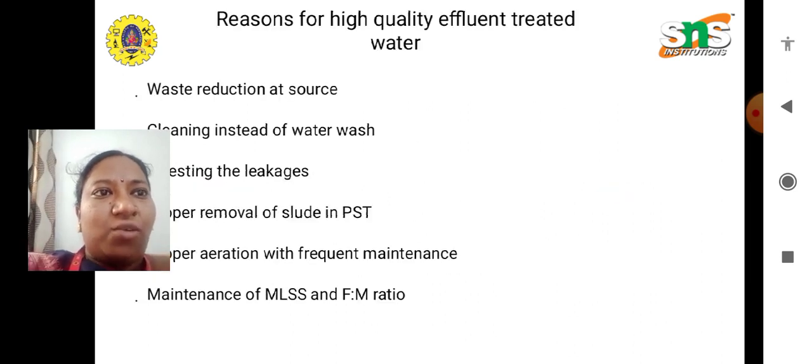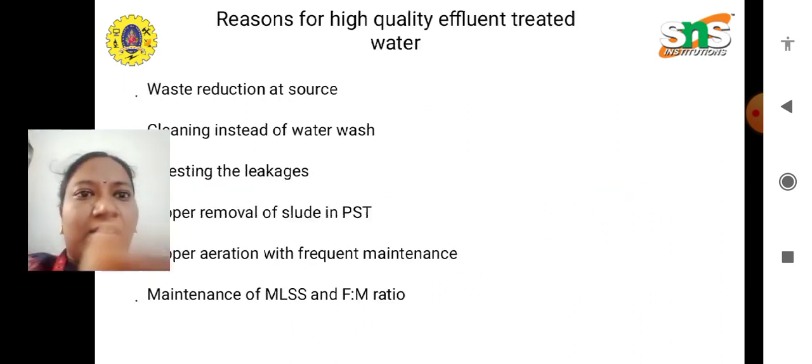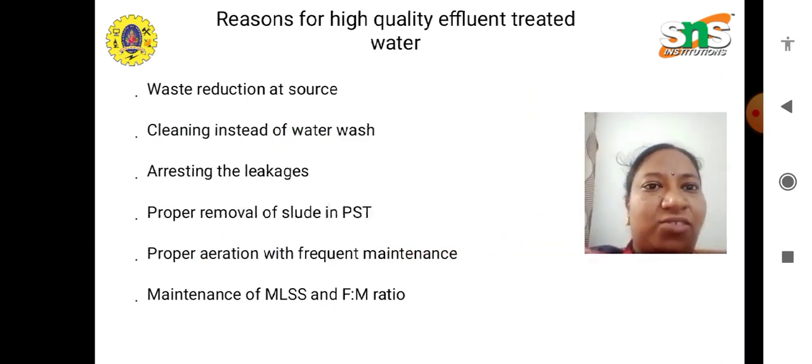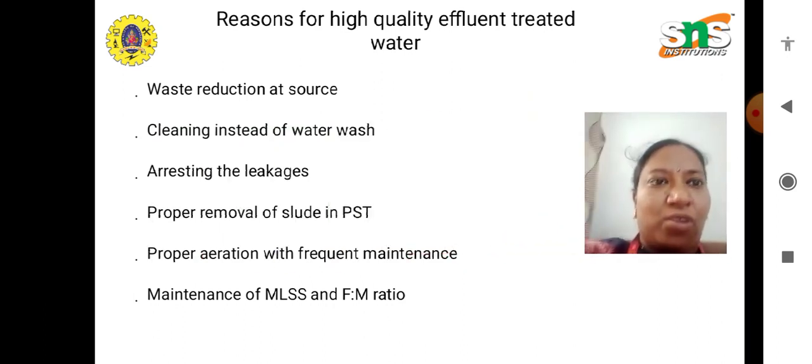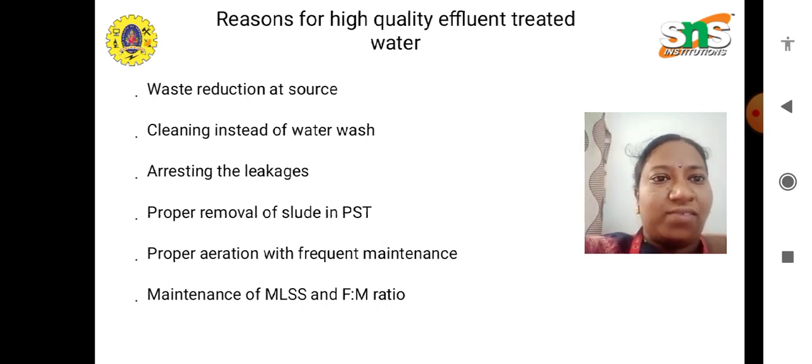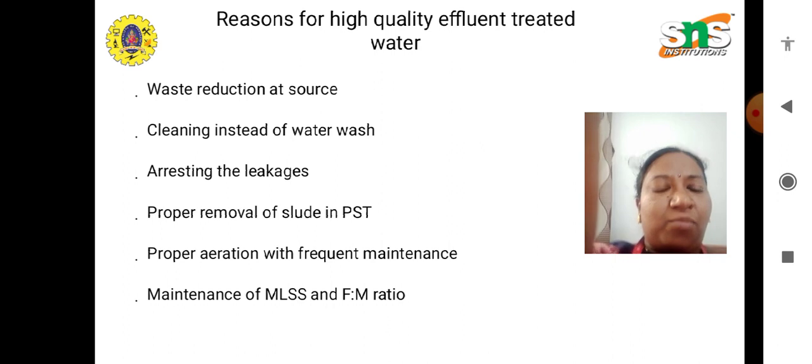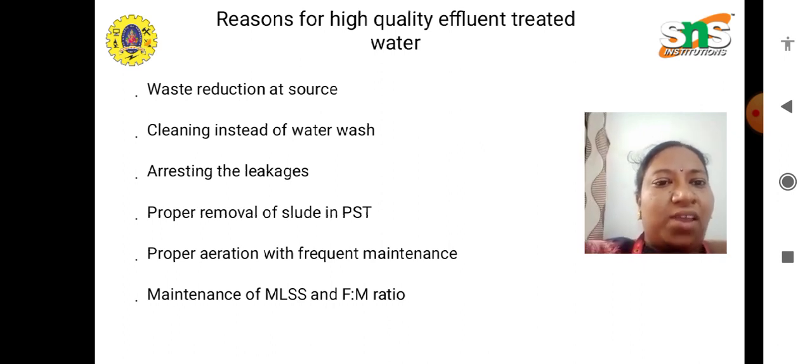Reasons for high quality effluent: waste reduction at source, dry cleaning instead of water washing, arresting the leakage, proper removal of sludge in the primary settling tank, proper aeration with frequent maintenance, and maintenance of mixed liquor suspended solids and food to microorganism ratio.